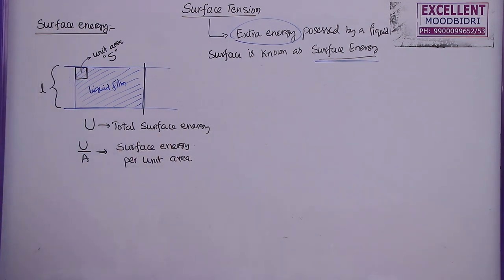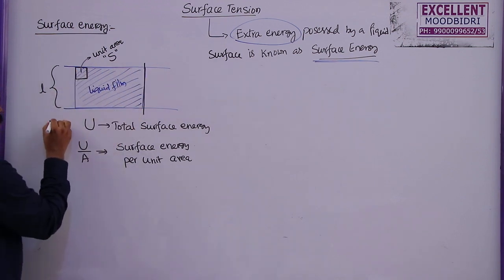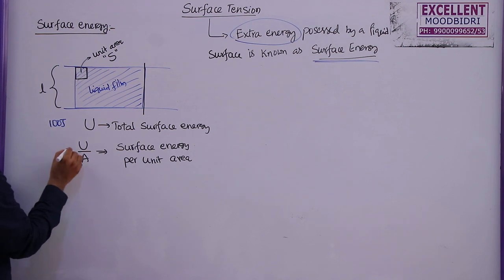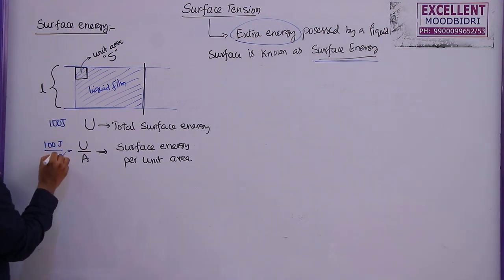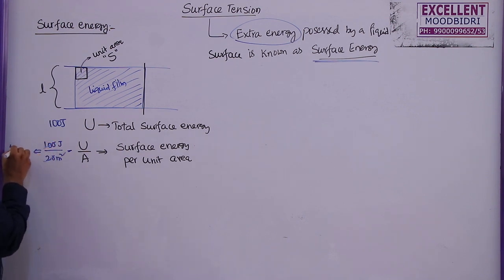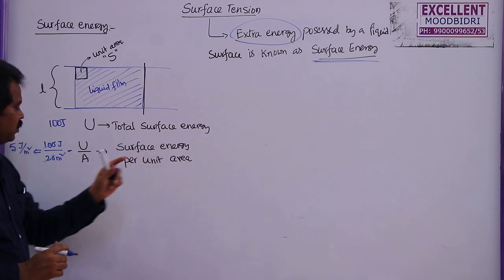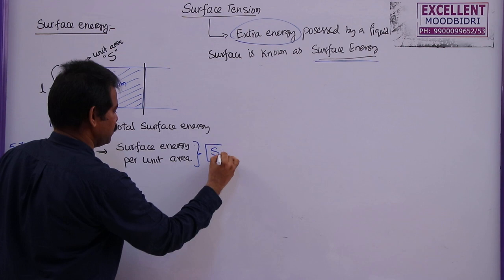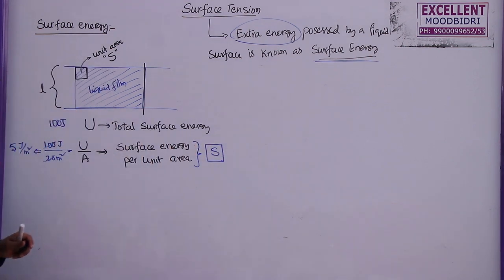Here, let us say the total energy of this one is 100 joules and the area of this one is 20 meters square. So this is 100 joules by 20 meters square. So this is 5 joules per meter square. This is the surface energy per unit area. Generally we denote this with the letter S.